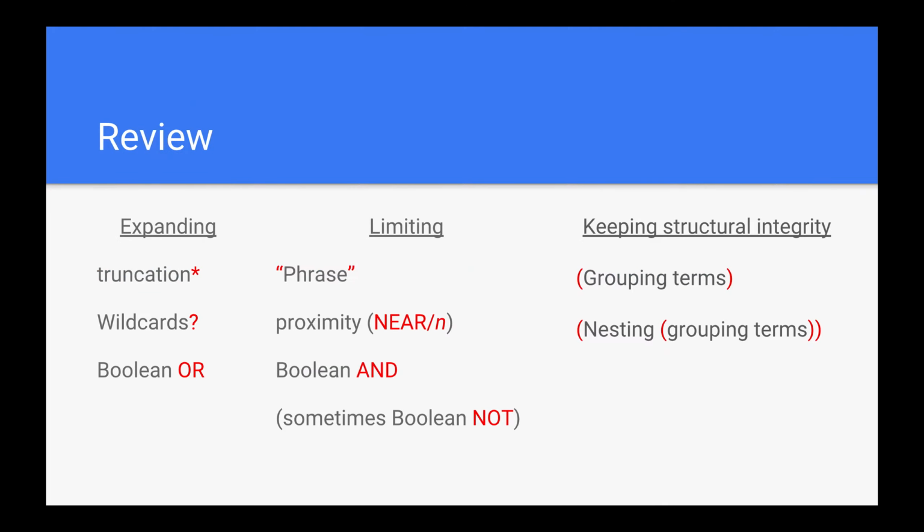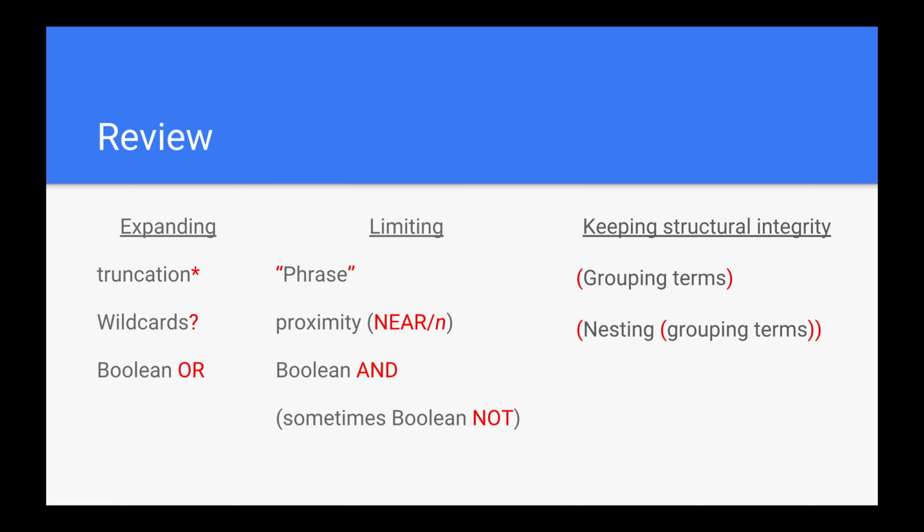To review, we can expand our results using truncation, wildcards, and the Boolean operator OR. We can limit them by delimiting exact phrases or specifying the proximity of terms to each other within the text. Also, by employing the Boolean and in certain contexts, we can limit with the Boolean not. We manage the structural integrity of our search by grouping terms together and nesting if that is needed.